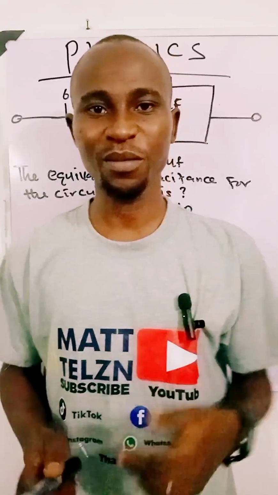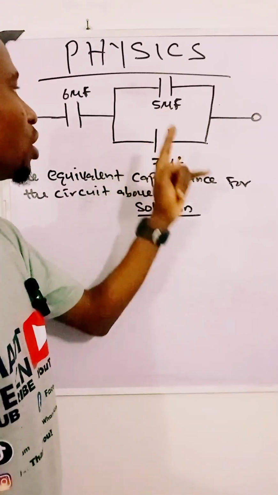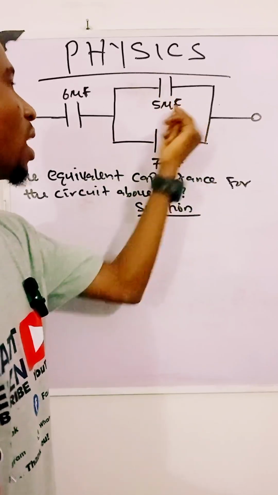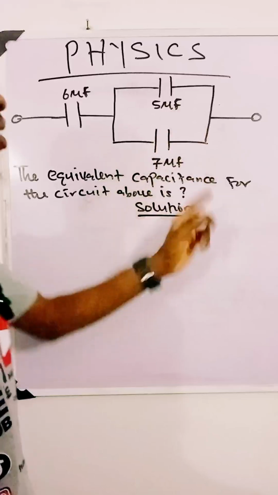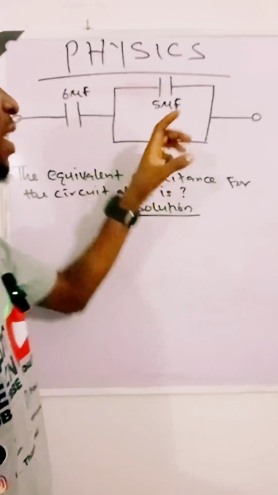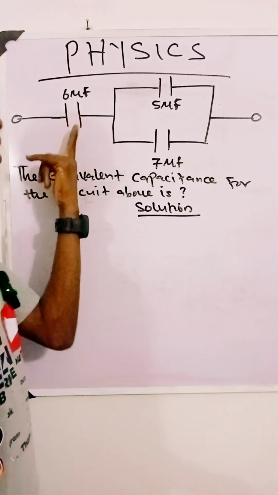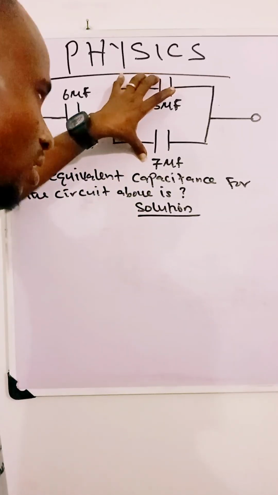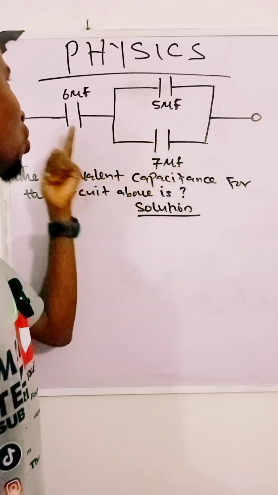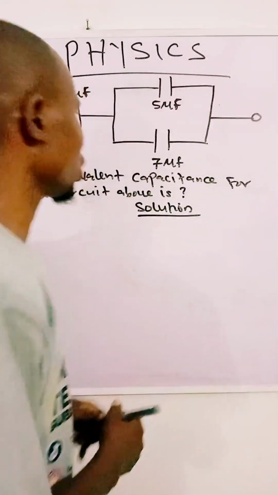So come with me. Okay, so let's see what we have here. In this circuit, I have a combination of parallel and series. These 5 microfarad and 7 microfarad are parallel, which is in series with the rest of the circuit. So I'm going to solve this parallel aspect first, then it's going to be in series with this, then I'll apply the series principle. So let's go there.